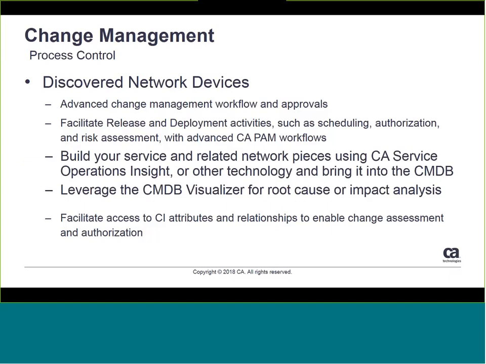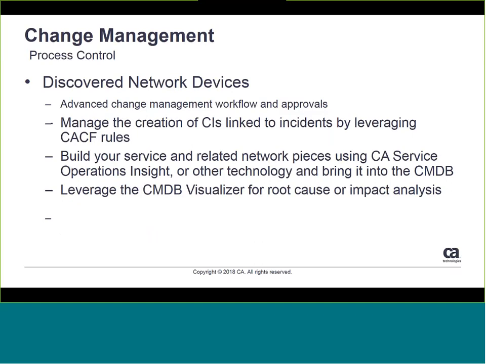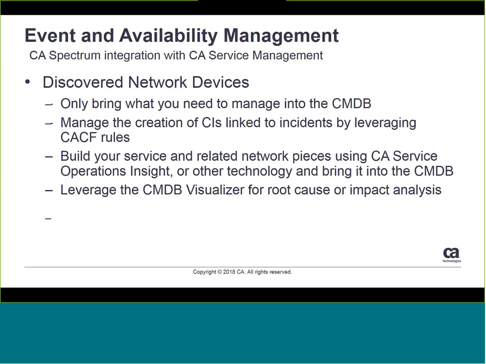And most likely we don't need everything that Spectrum knows about, but we need to know enough about what's going on. Now, we have to determine if our processes will allow us to create CIs on the fly, how we're going to reconcile them, if we need to attach them to incidents, if we need to leverage CACF rules. For example, with Spectrum, we can let it automatically create an incident, and at that time, it can relate a CI to that incident. And we can manage that through the CACF events after the fact, after the incident is resolved if we need to.